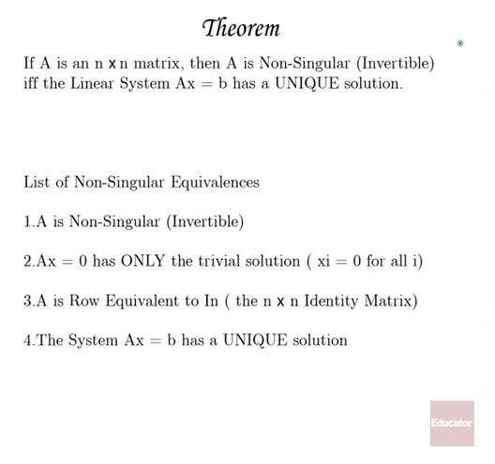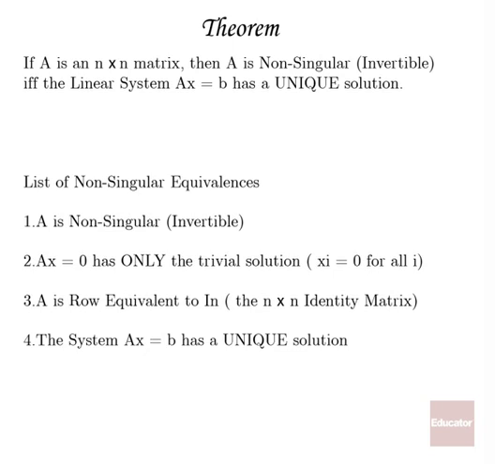Okay, so now let's talk about some theorems and something called a list of non-singular equivalences. This list is going to be very important for us throughout the rest of linear algebra. We're going to be adding to the list, and it's going to get quite long. This list of non-singular equivalences allows us to move back and forth between things that are equivalent. When I know something about a system, I look through this list, and I can tell you something else about that system.